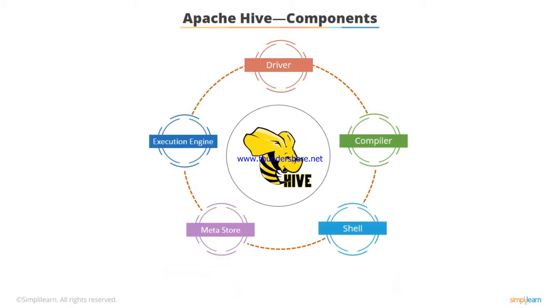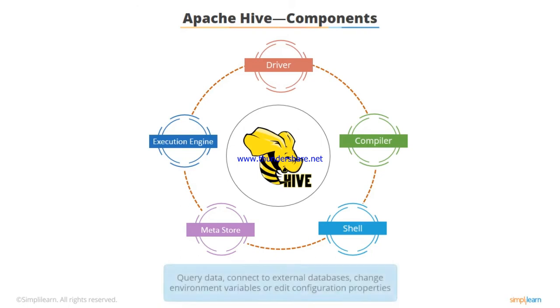The shell, or command line, is the component through which Hive can interact with data. Users can issue commands to query data, connect to external databases, change environment variables, or edit configuration properties.